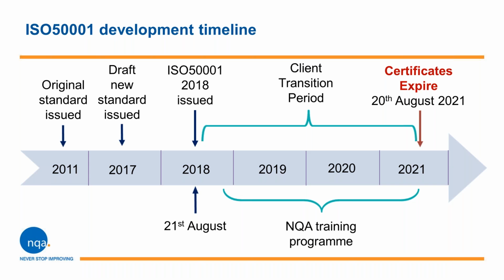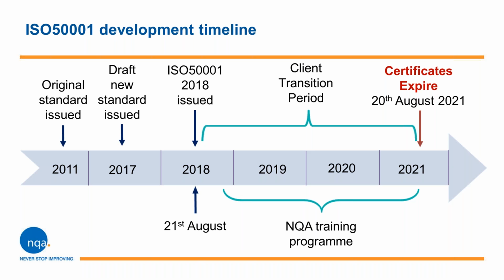I forgot to change it before we started the webinar: the expiry date you see on the right hand side of the screen should actually now say the 22nd of August. That's been clarified by UKAS, the United Kingdom Accreditation Service. So if you just want to make a note, the certificate expiry date for old standards is the 22nd of August 2021.